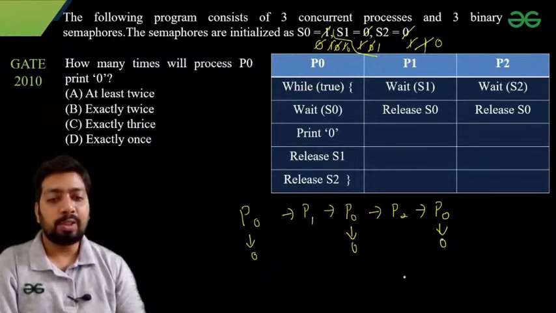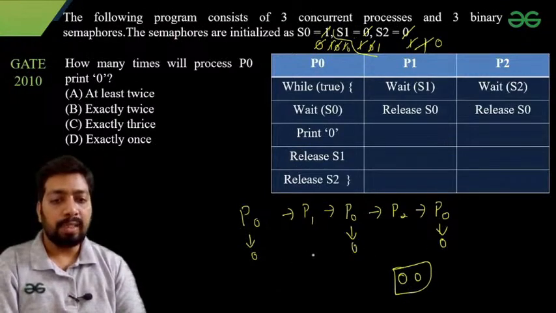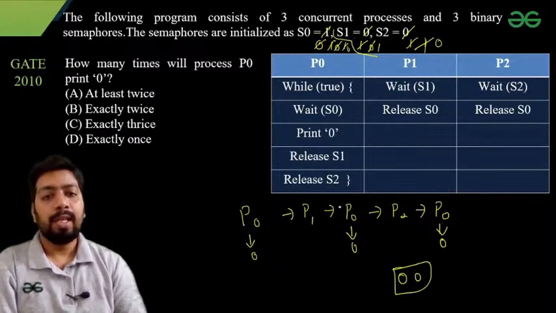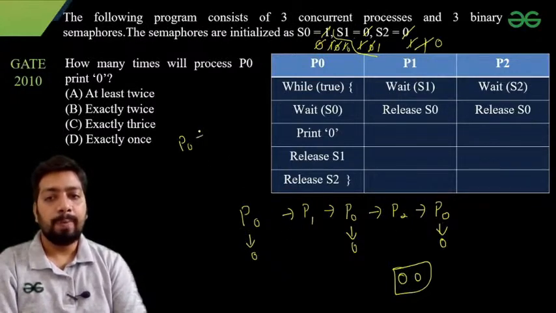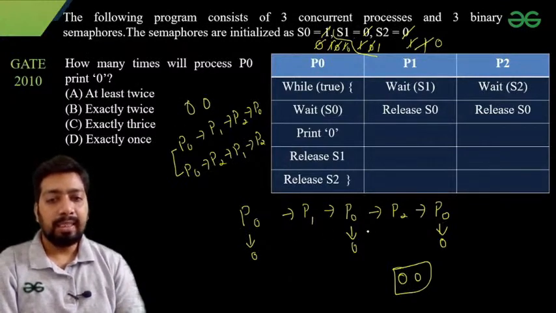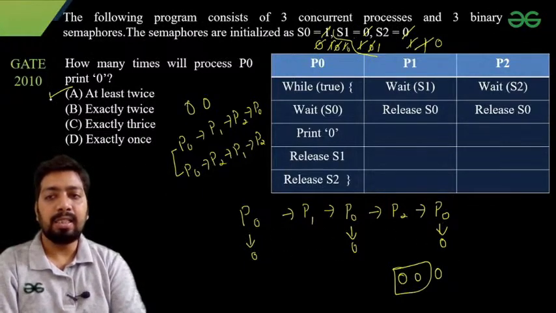Fine. So the answer should be at least twice, because here we can see P0 printed 0 more than 2 times. But in the previous example, if we follow the sequence P0, P1, P2, and P0, or the sequence P0, P2, P1, and P0, in that case we got 00, and in this case we are getting 3 times 0. So the answer should be at least twice.